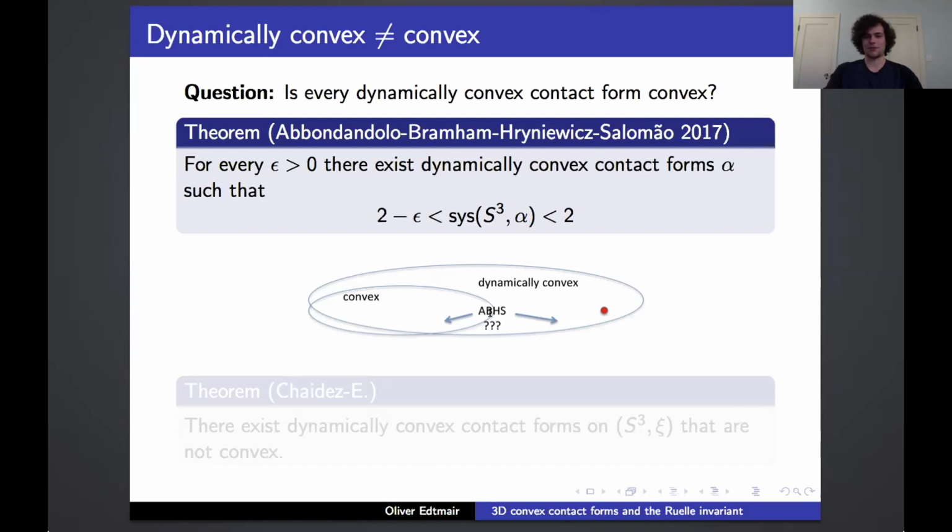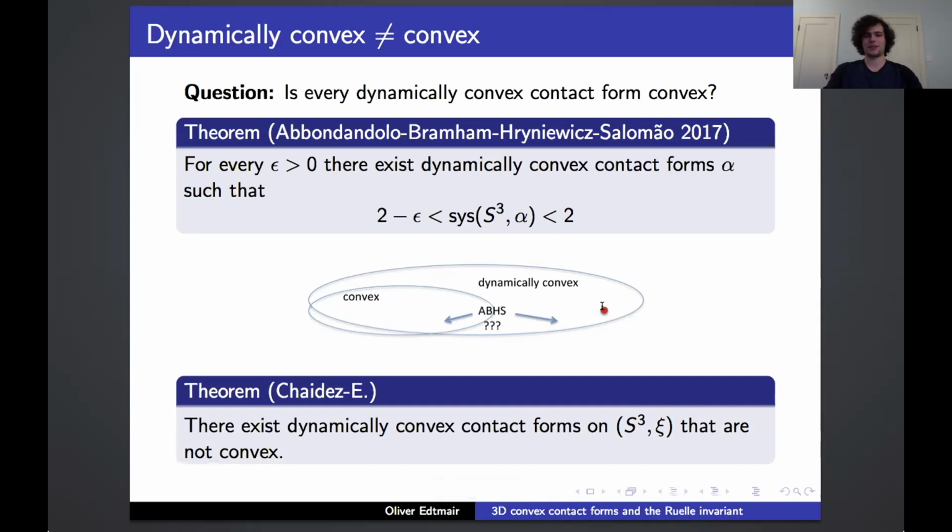And I don't know either. But so what is the main theorem of my talk here is the red dot in the diagram. So I can prove that there exists a dynamically convex contact form that is not convex. So I don't make a statement about this special ABHS contact form, but I can define some other contact form. Right, so now that's the first example of a dynamically convex one that is not convex.